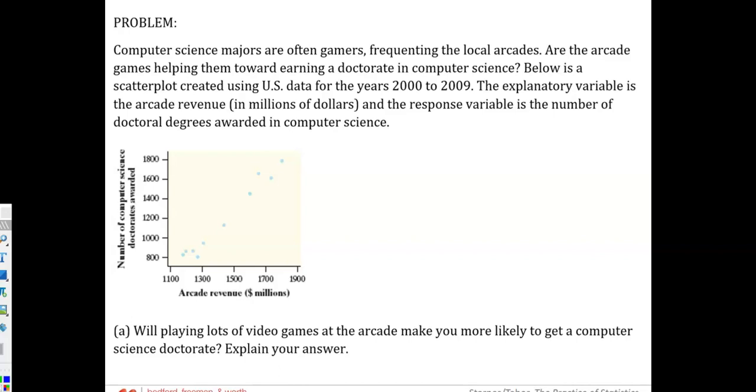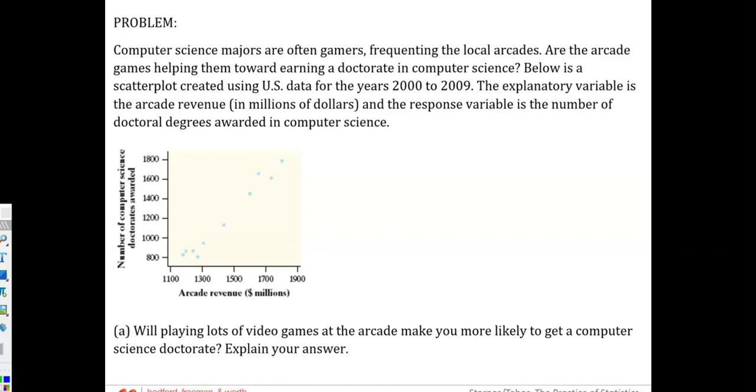So let's look at just a couple problems. Here we have one. We have some data there. I would describe that data as strong, positive, linear, with no unusual points, it looks to me. And it's talking about the relationship between the arcade revenue and the number of computer science doctorates awarded. So will playing lots of video games at arcades make you likely to get a science doctorate? Explain your answer. Okay, so there is a strong linear positive correlation there.